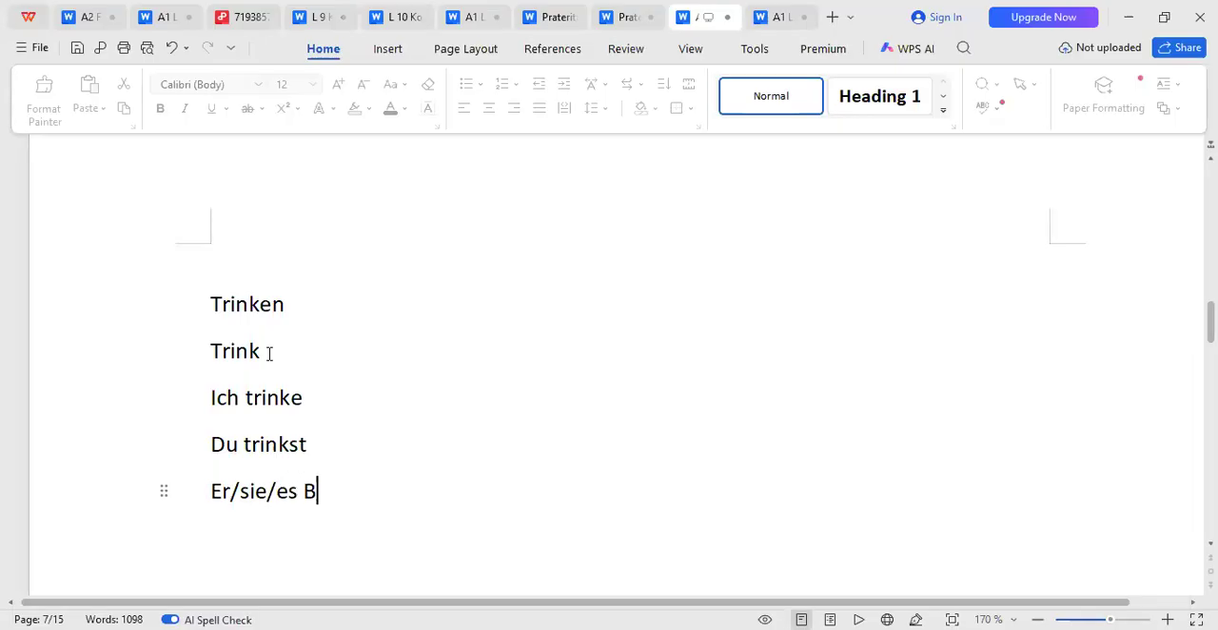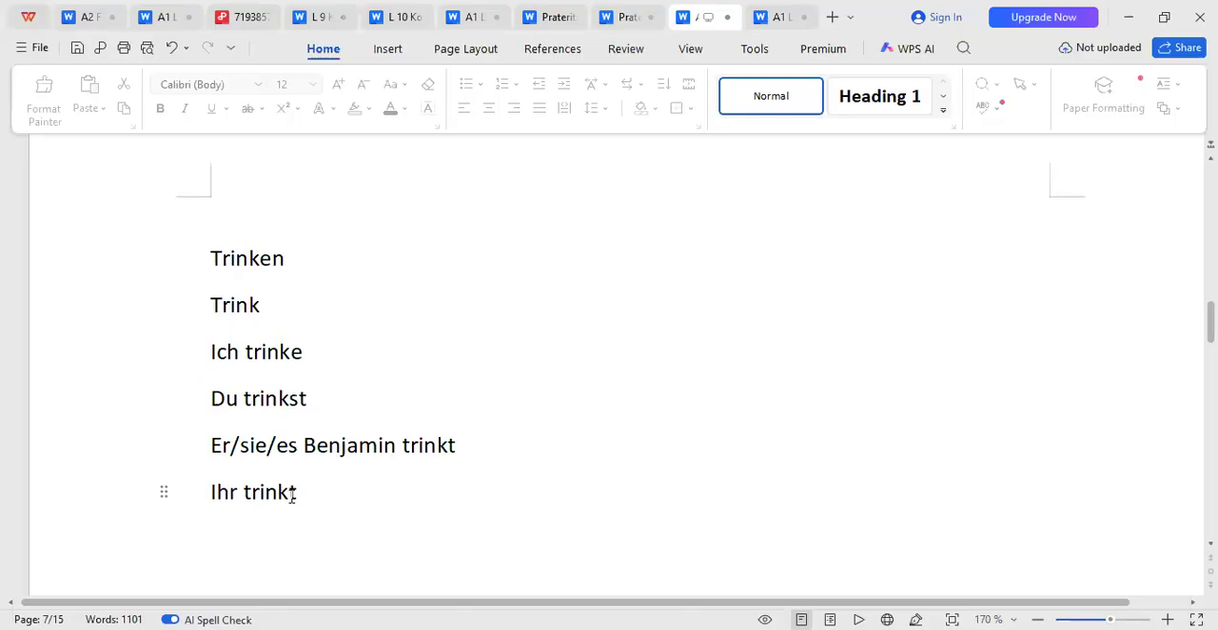Benjamin, names of persons: er, sie, es, man. Benjamin now. Trinkt, right? You drink there, and add a T. That is the rule. Then ihr, again, you have the ihr. It is the same. Drink. Then, sorry, you have the trinkt.